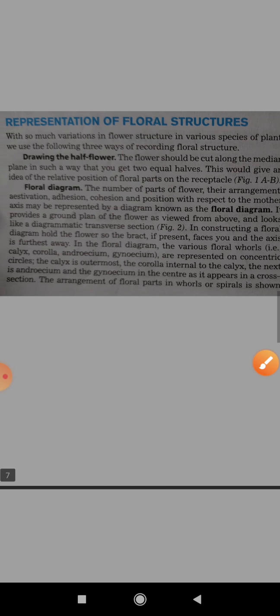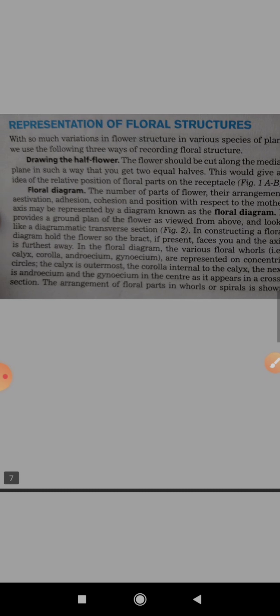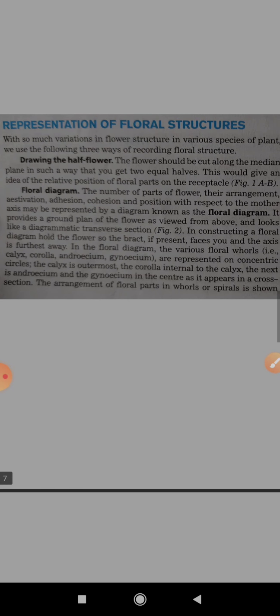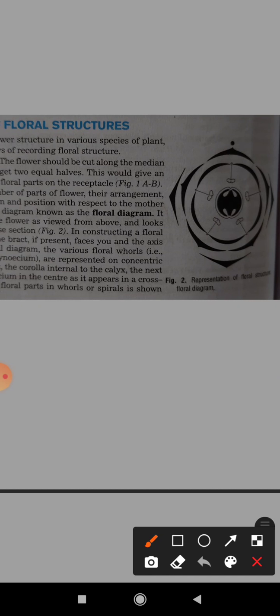It says here, it provides a ground plan of the flower as viewed from above and looks like a diagrammatic transverse section. Now if we look at the diagrammatic representation over here, we will see that these are the sepals. Inner to the sepals are the petals. Inner to the petals we see the androecium, and right in the center is the gynoecium.